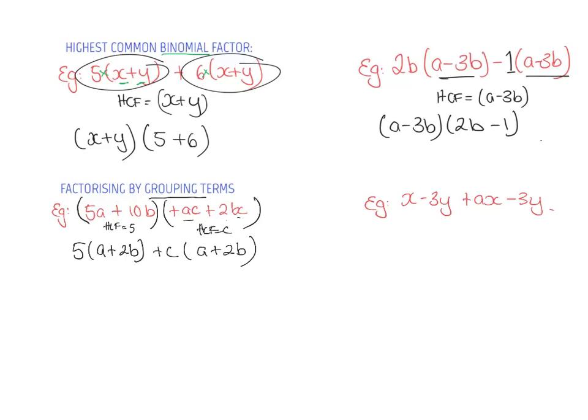So now it becomes like one of the binomial factor ones, where we're going to take out the common factor, so a plus 2b again, and we put whatever's left in the other brackets, 5 plus c.